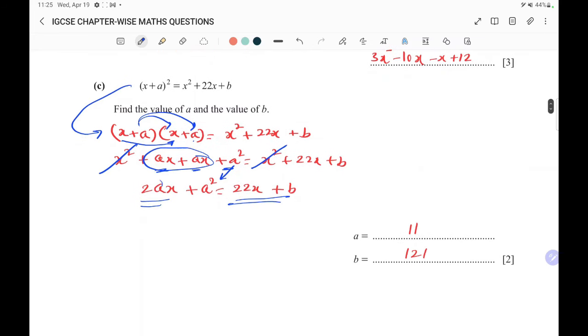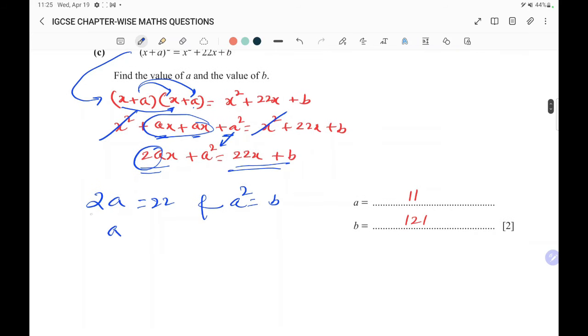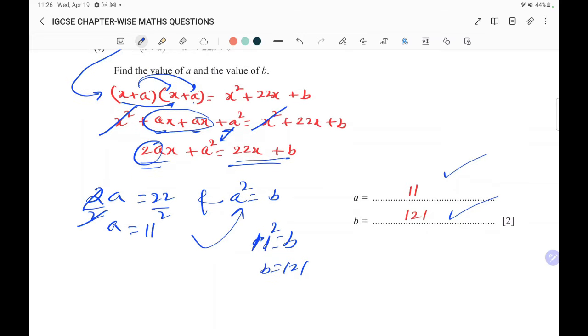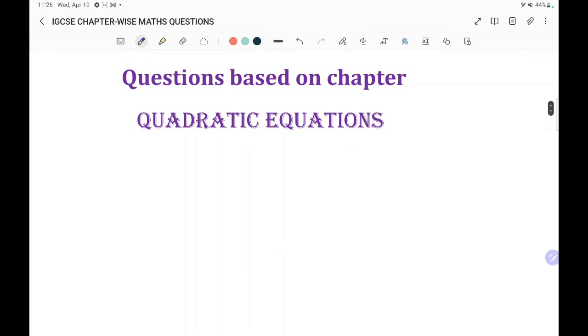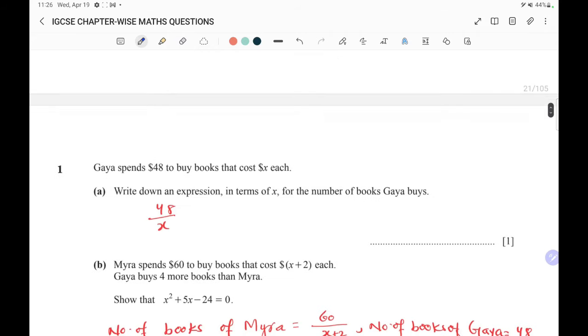Now here x coefficient is 2a, which I will write here, and x coefficient is 22, which is here. Now this is a square constant, and this is b. So now divide by 2 both sides. 2 and 2 cancel. a is 11, and just put a over here. So 11 is square, so b is 121. So a is 11, b is 121. Now come to the next question. Question based on quadratic equations.